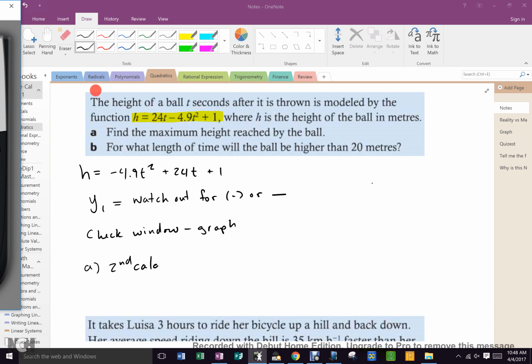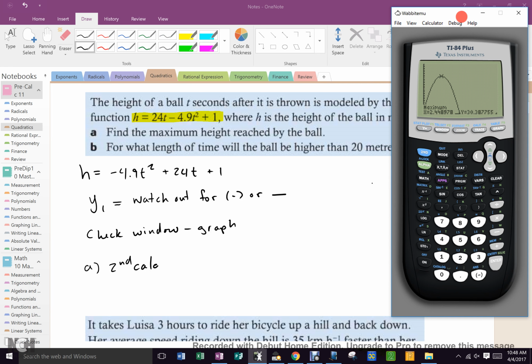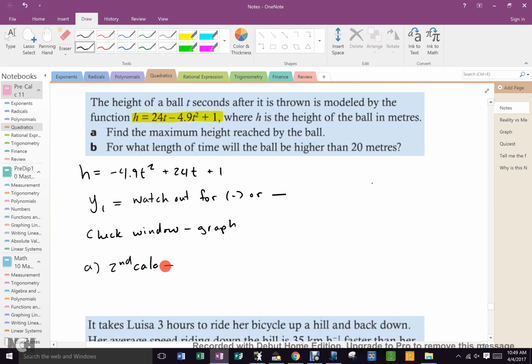Right boundary. Soon as I go over the hump. Enter, enter. What's my maximum? 30.387. Maximum. And what do I get? 30.387, right? So 30.39 meters.